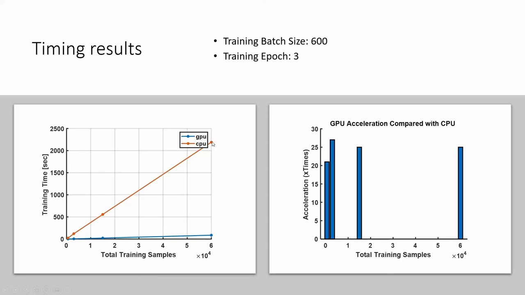But on the other hand, the CPU will spend a lot more, more than 2,000 seconds. And in terms of the acceleration, GPU helped to accelerate by almost 25 times across the different cases with different total training samples.